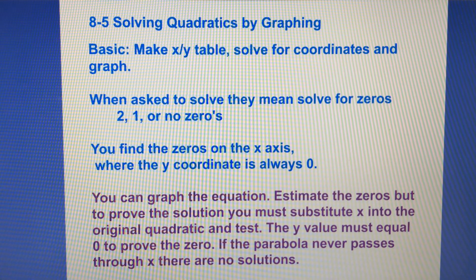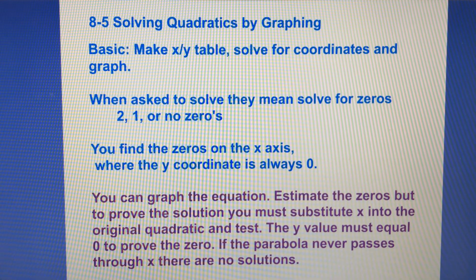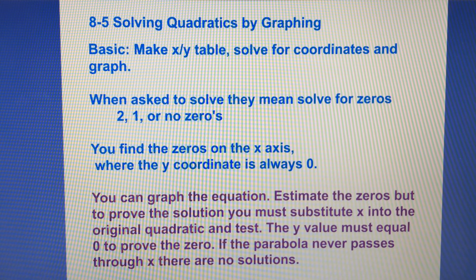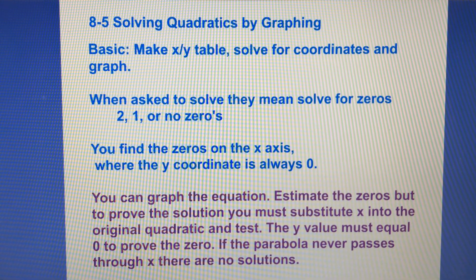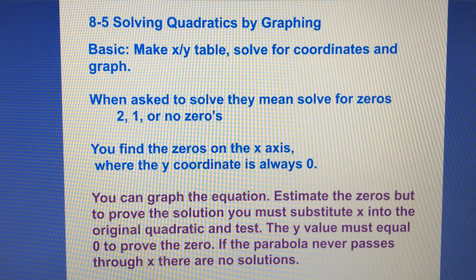Basic. Make an XY table. Solve for coordinates and graph. When asked to solve, they mean solve for zeros. You can have either 2, 1, or no zeros. So solving an equation doesn't mean just graph it and now you're finished. Remember, you're looking for where your zeros are, where the parabola crosses the x-axis.